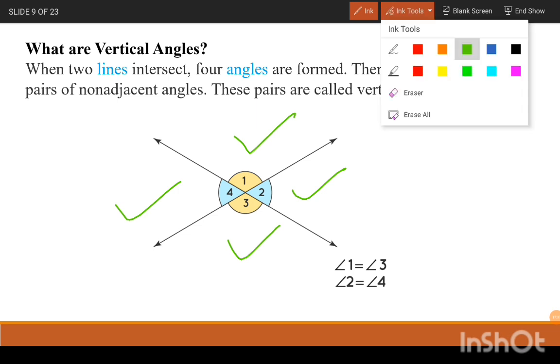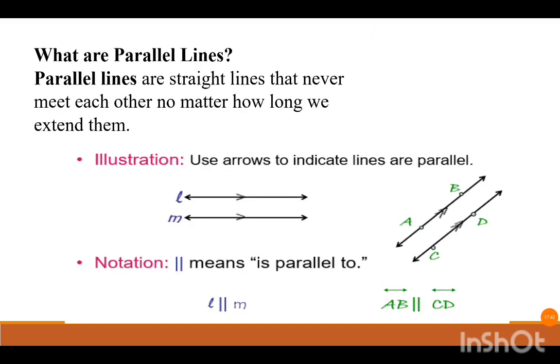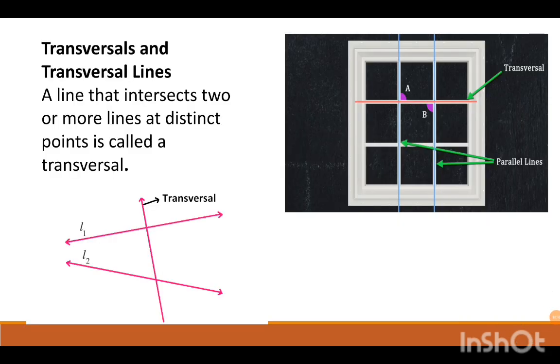So next we are going to talk about parallel lines. We know that these are the lines which do not meet at any point. A line that intersects two or more lines at distinct points is called a transversal. So here are a few real life examples of transversal lines.